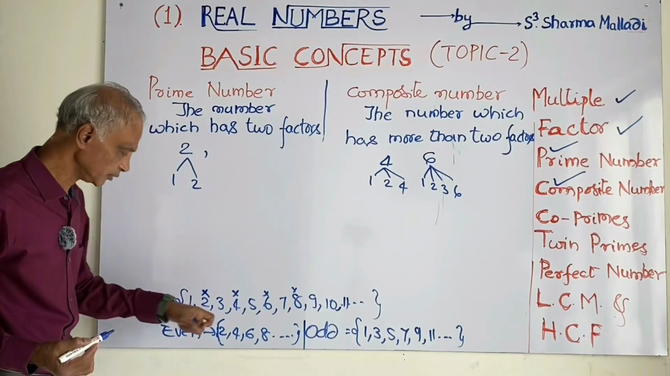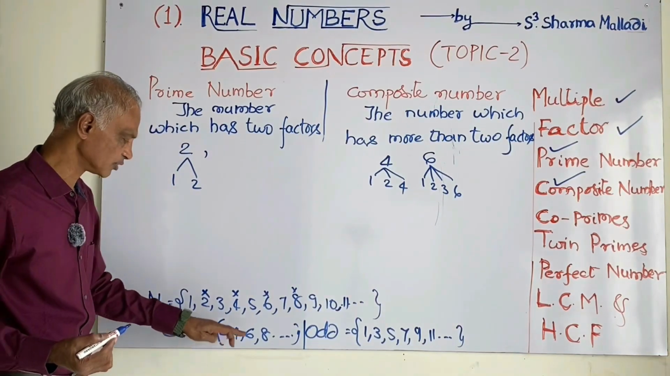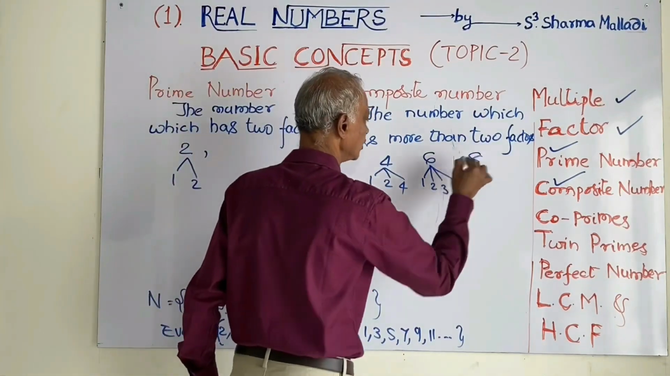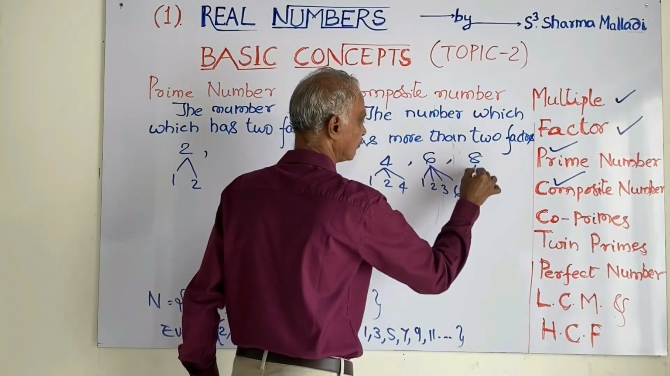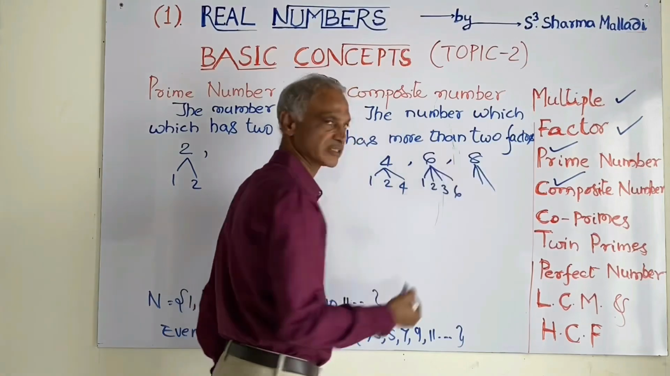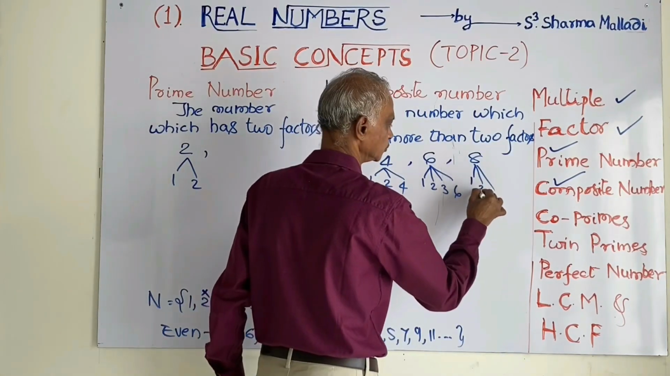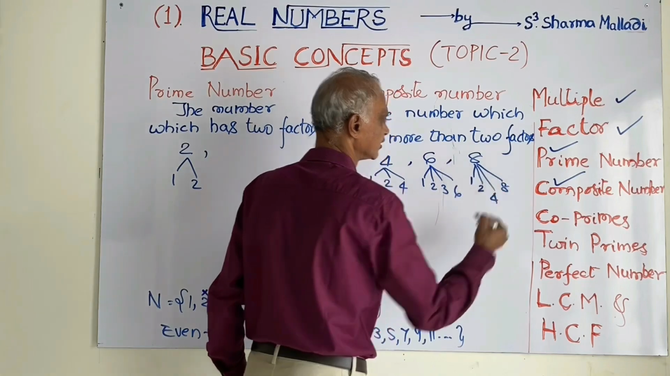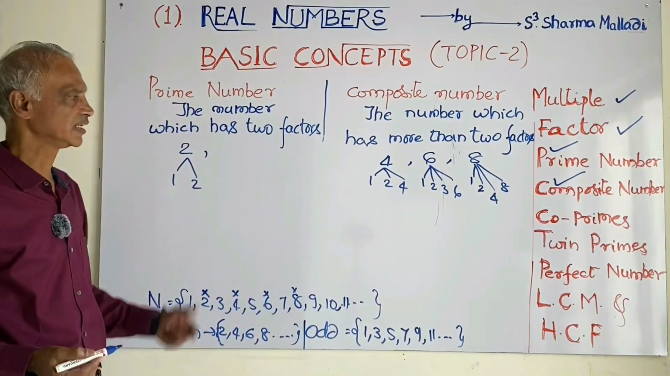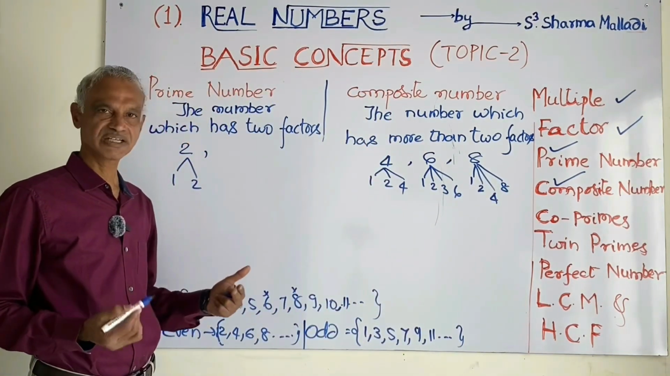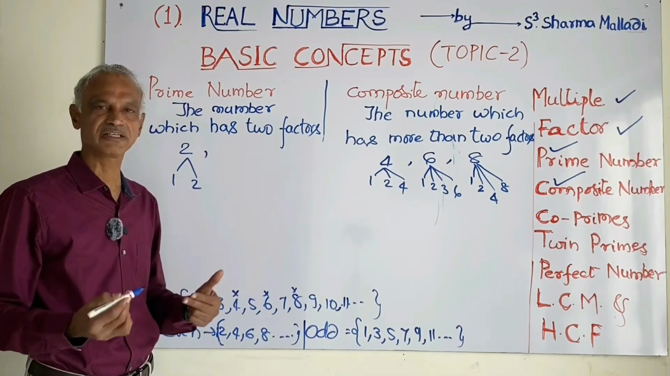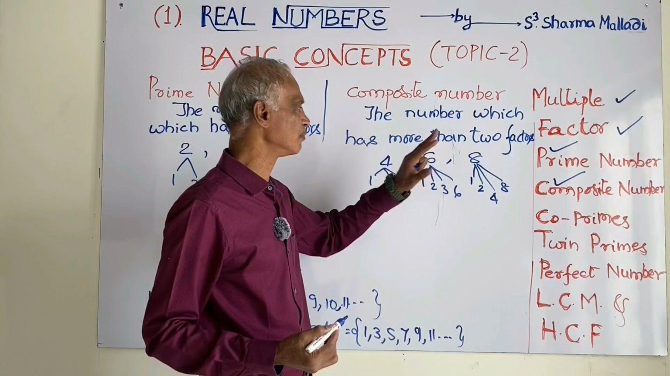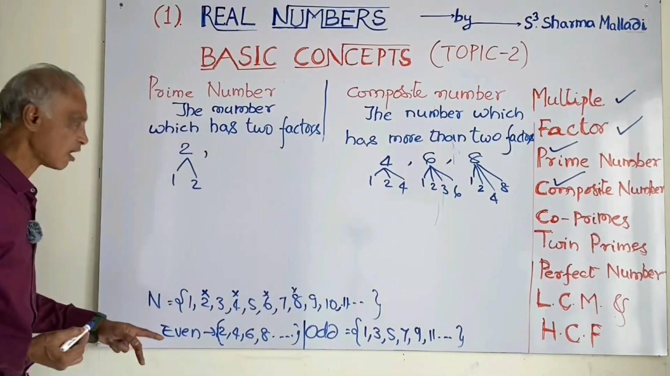You take next 2, 4, 6, 8. 8 is also a composite number. Why? What are the factors of 8? 1, 2, 4, 8 are the factors of 8. It is not a prime number. It is a composite number. See, all even numbers.